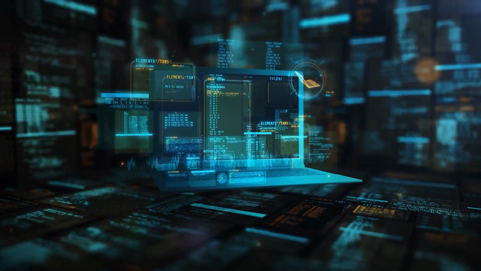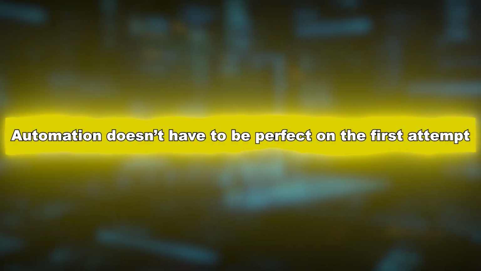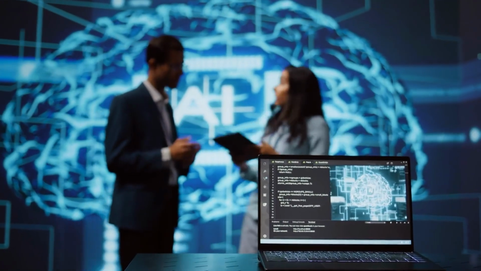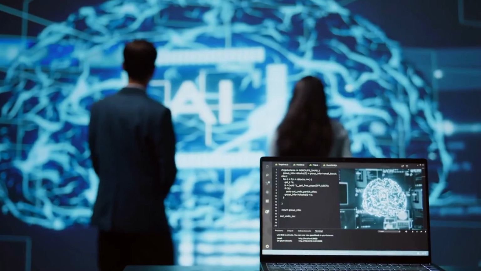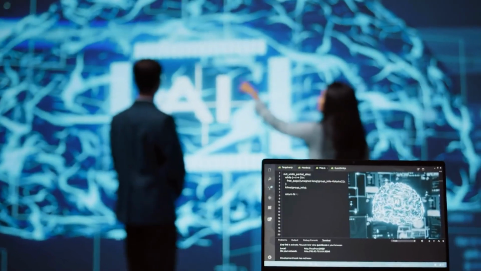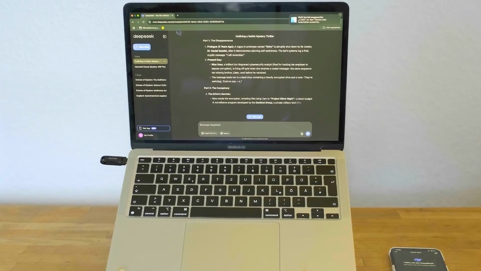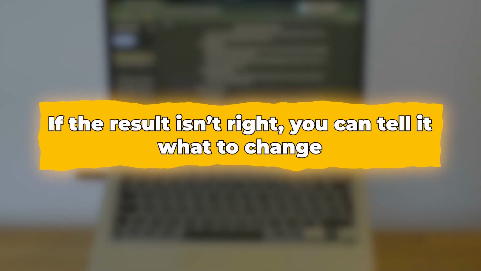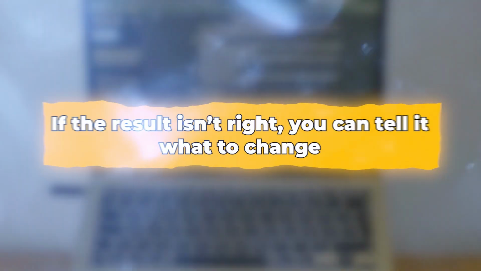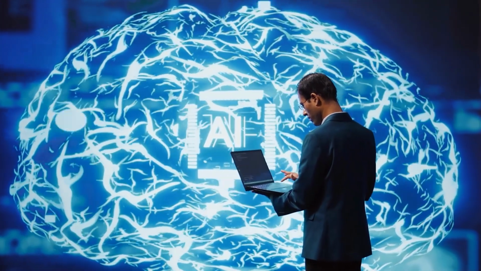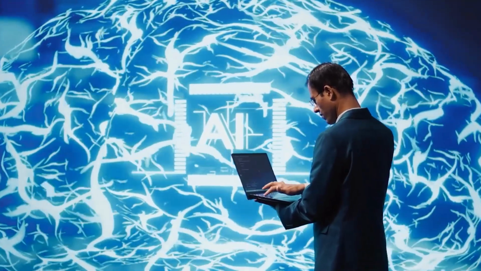One important thing beginners should know is that automation doesn't have to be perfect on the first attempt. The best way to automate is iteratively. You try one small automation, see how it performs, then refine it. AI works through feedback. If the result isn't right, you can tell it what to change. Over time, your automations become more accurate and personalized.